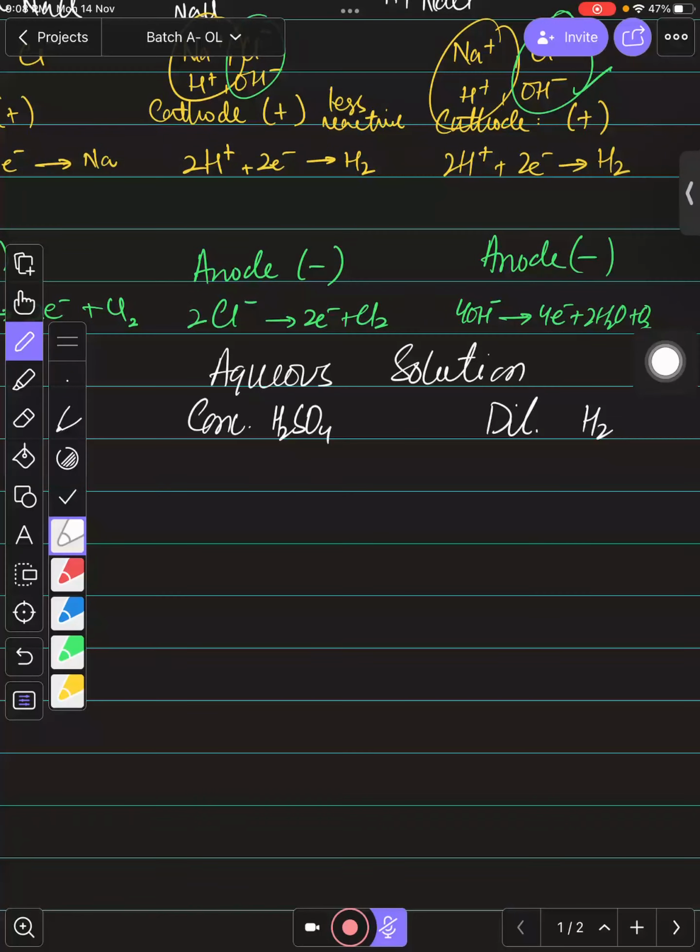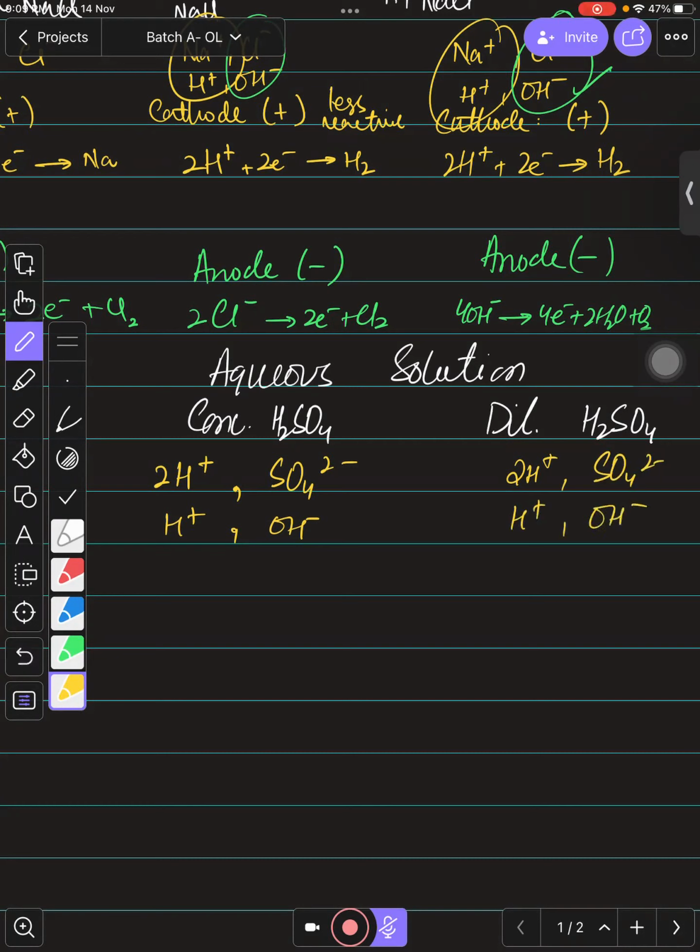But we just need to remember over here that again we have the same number of ions. We have two H ions of sulfuric acid and one sulfate ion, and also water, so an H ion of water and an OH ion of water. The same ions are there in the dilute solution as well: two H ions of sulfuric acid, one sulfate ion, one H ion, and one OH ion from water.